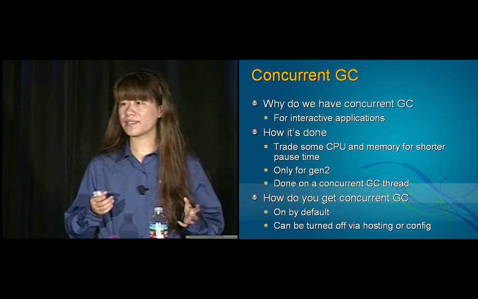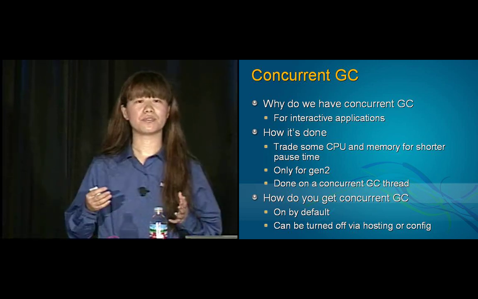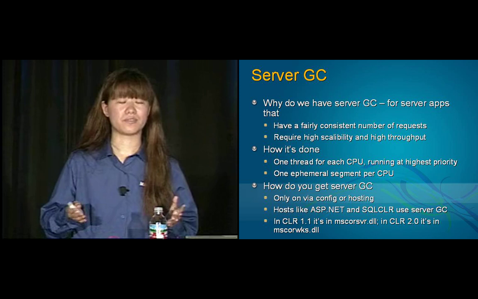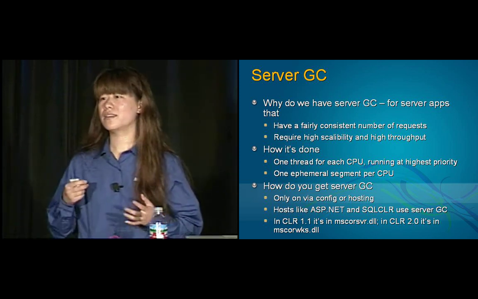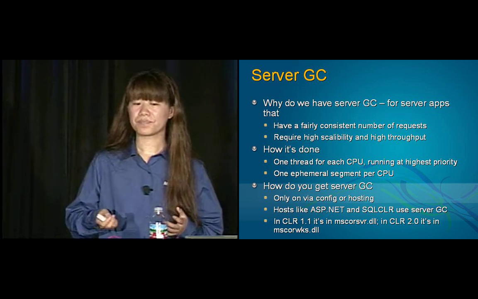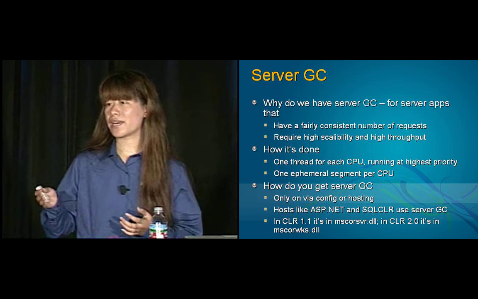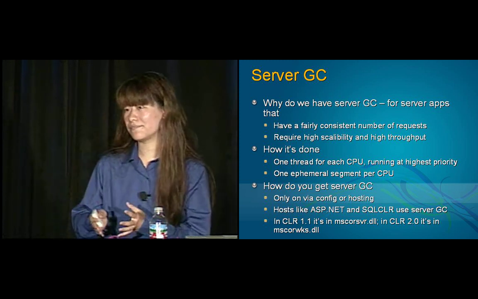So concurrent GC, that's part of the workstation GC. And workstation GC is what people normally consider the default flavor of GC. For server applications, we also designed this other flavor called server GC. We observed that for server applications, they usually have a fairly consistent number of allocations for each request.